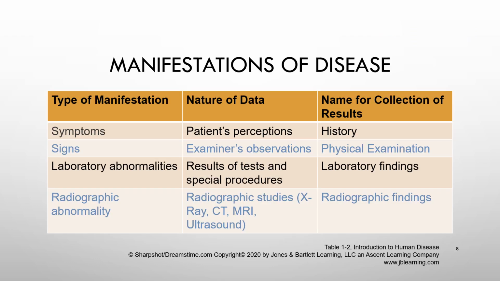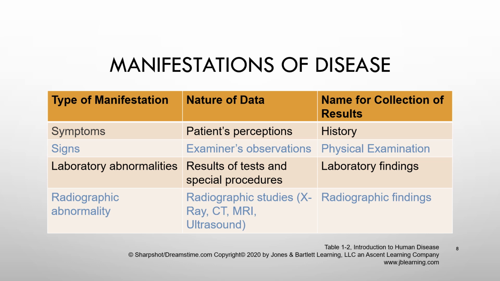Now we're going to talk about manifestations of disease, which is just a fancy way of saying how disease shows itself. One of the most important skills in healthcare, and pathology specifically, is understanding what kind of information you're looking at and who it comes from. This table helps organize that.